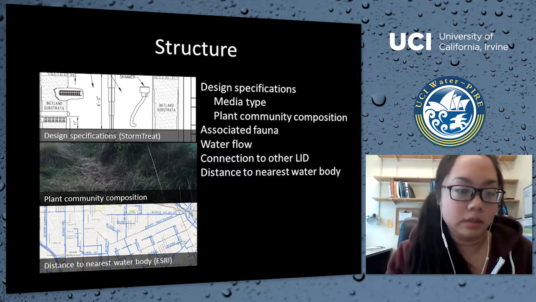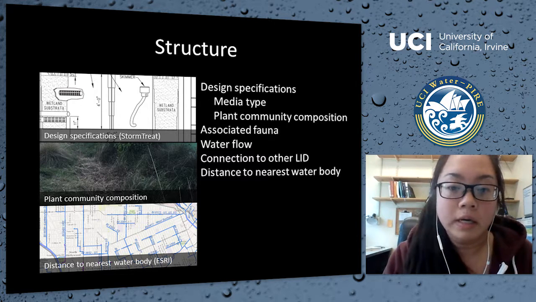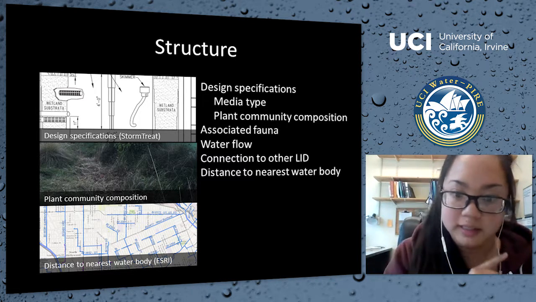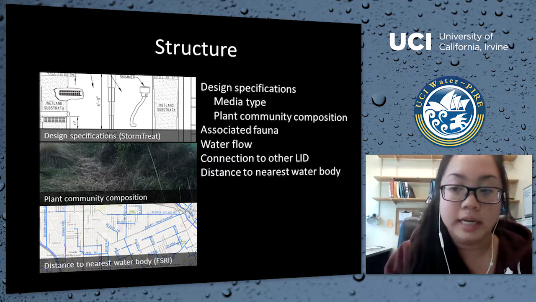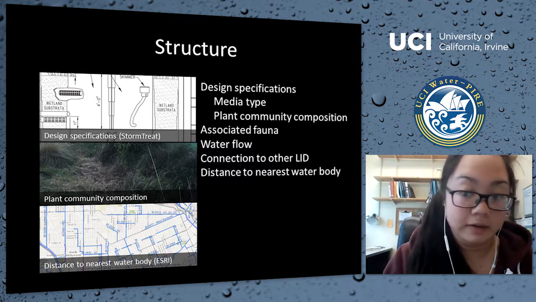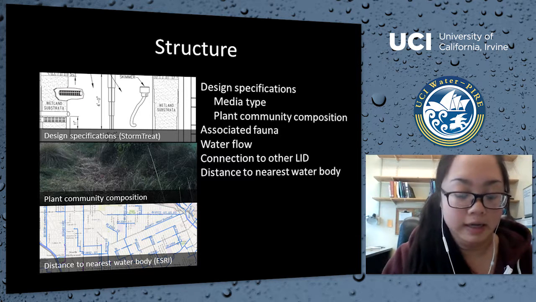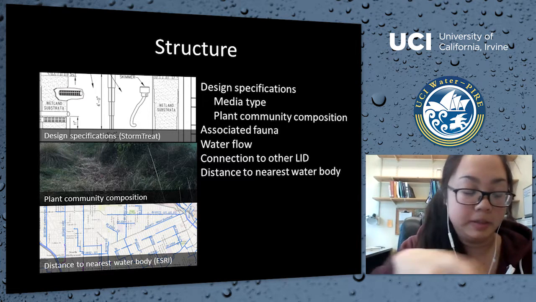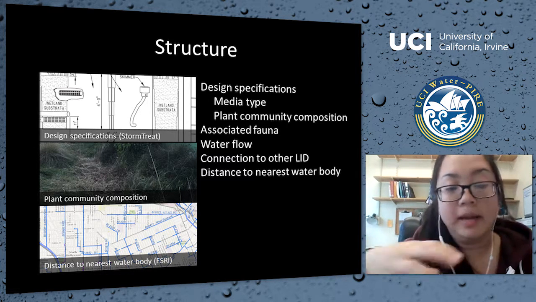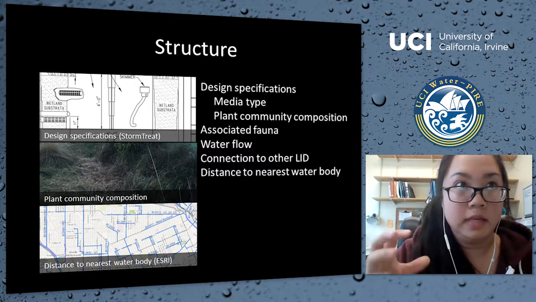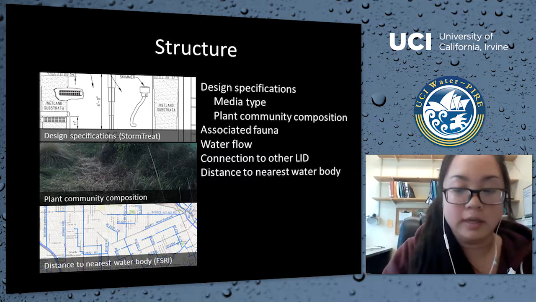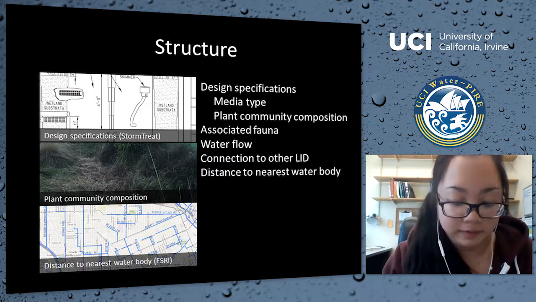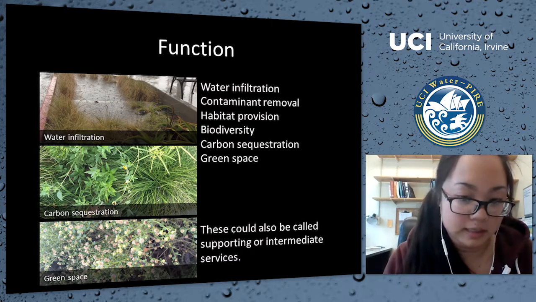So what kind of structures would be important in the context of a biofilter? Things like, next slide, slide 10, design specs, water flow, connection to other biofilters, and distance to the nearest water body. One biofilter might not do much, but if it's connected to a larger network and placed strategically near larger bodies of water, it might have a larger impact. And these structural components of the biofilter are going to affect what kind of function these biofilters are going to provide. So next slide, slide 11.